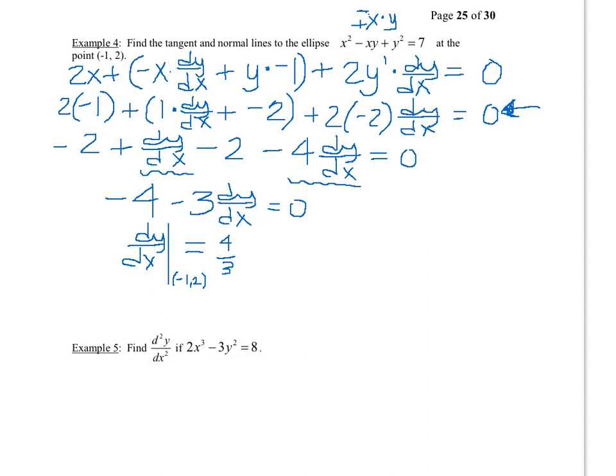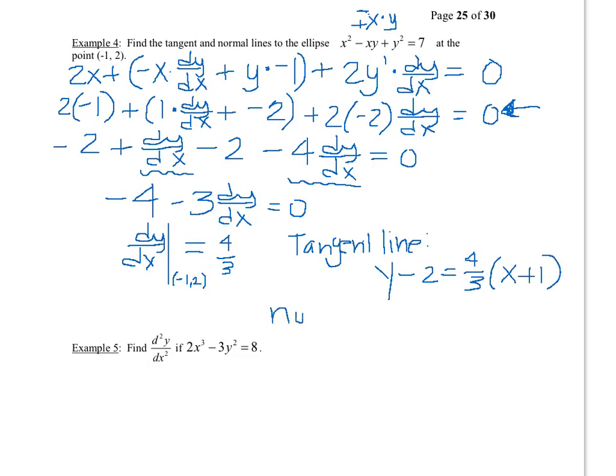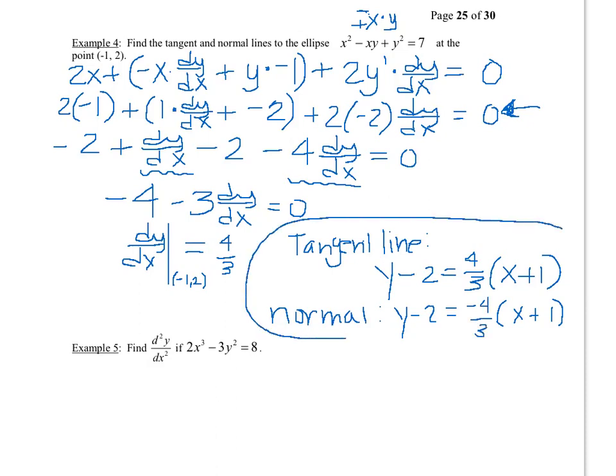Now to find the tangent and the normal lines, we have the point, it's -1, 2, and we have the slope. So for the tangent line, you're going to have y minus 2 equals 4/3 times x plus 1. And then for the normal line, the point is the same. The only thing that changes, you do an opposite reciprocal slope. And that's it for that problem.